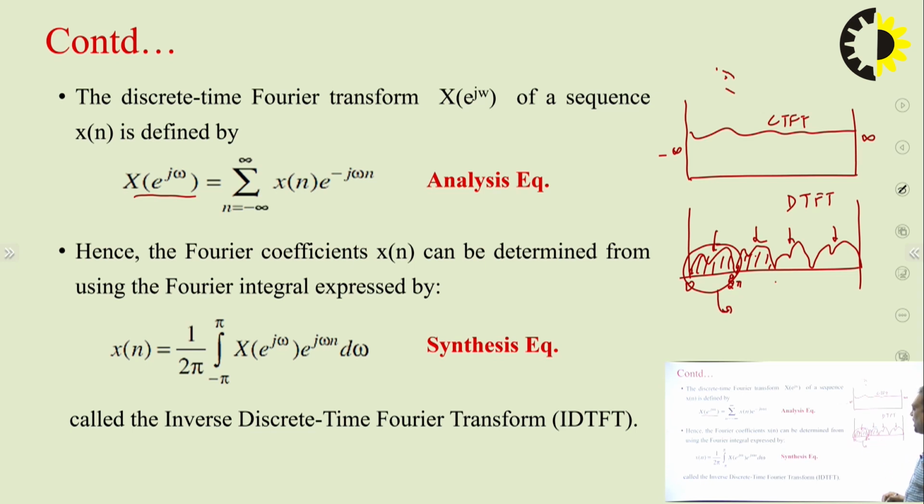And if you want to extract the signal again from this period 0 to 2 pi, we have to take the inverse Fourier transform. If you want to extract the signal x(t), we have to take the entire spectrum. But if you want to extract the signal x(n) from here, you have to take only this period of 0 to 2 pi. So the expression is x(n) equals 1 upon 2 pi, integral from minus pi to pi (you can take 0 to 2 pi or also minus pi to pi) of X(e to the power j omega) into e to the power j omega n d omega. This is the equation for the IDTFT.